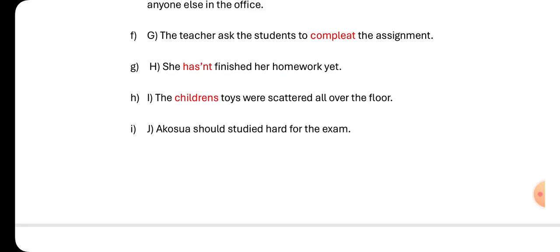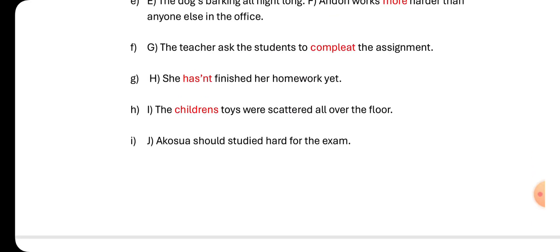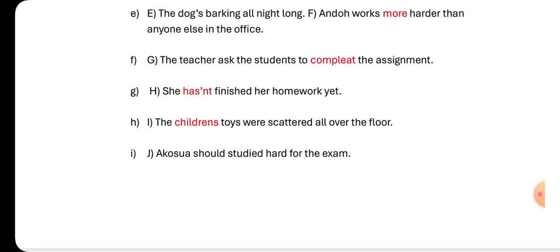So this is a problem. Then I says that the children's toys were scattered all over the floor. The children's toy were scattered all over the floor. So this is another problem. You go by saying that the children's toys were scattered all over the place.